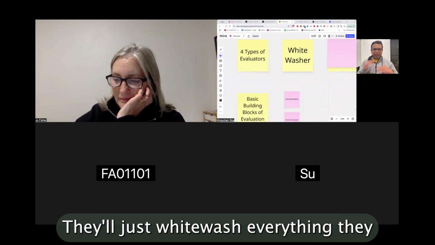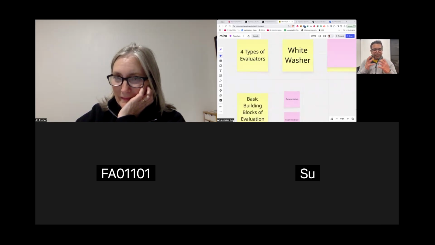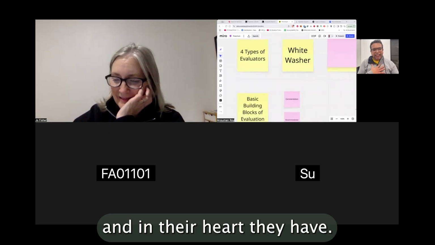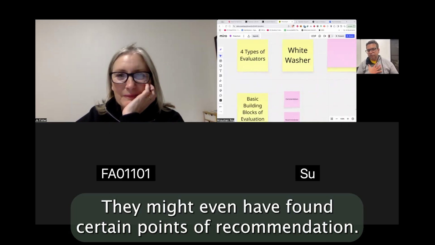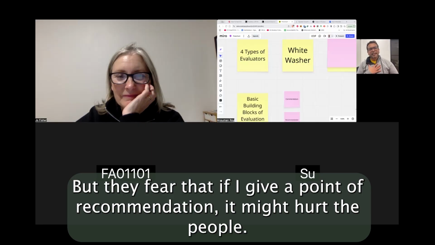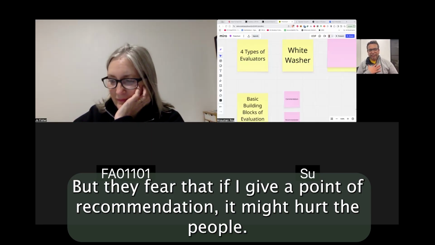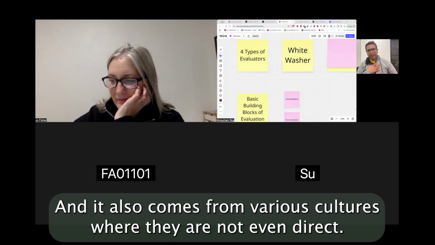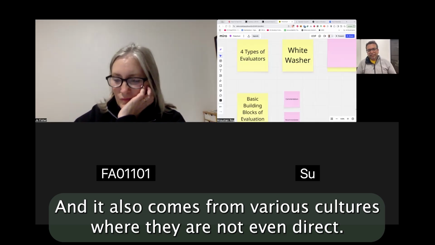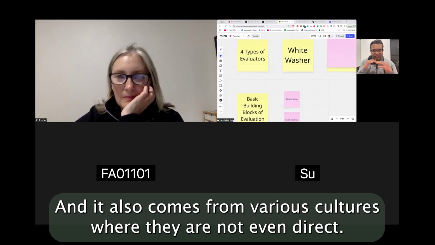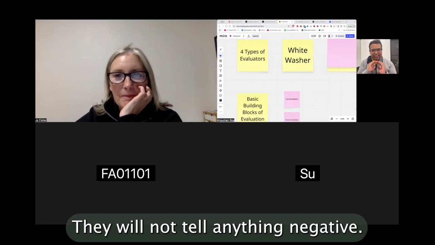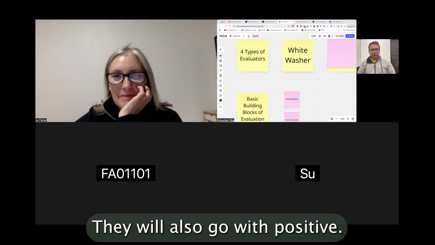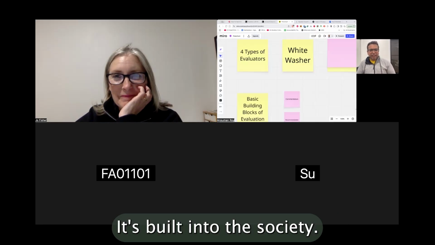They'll just whitewash everything. And in their heart, they might even have found certain points of recommendation, but they fear that if I give a point of recommendation, it might hurt the people. And it also comes from various cultures where they are not even direct. They will not tell anything negative. They will only go with the positive. It's built into the society.